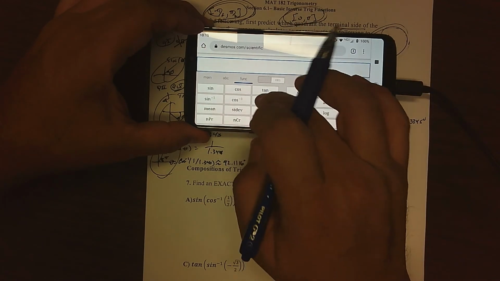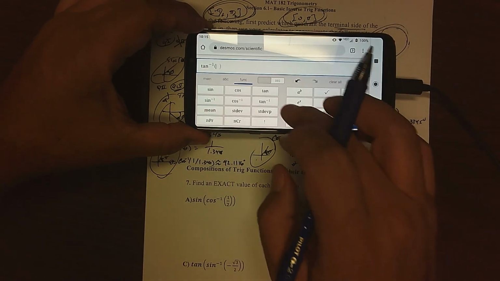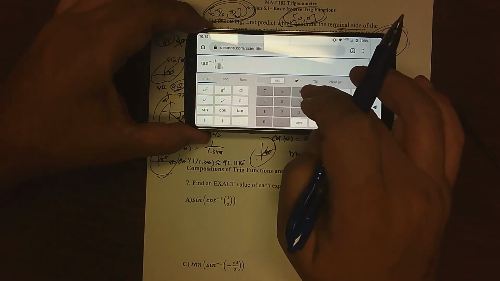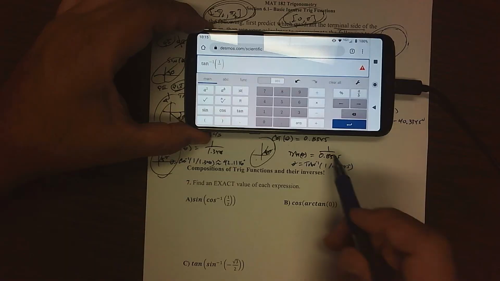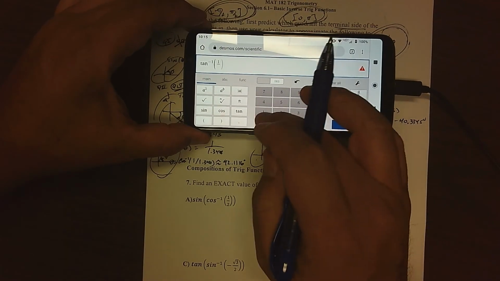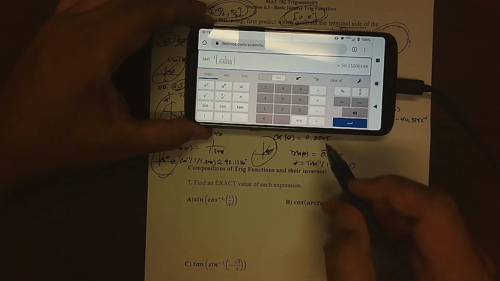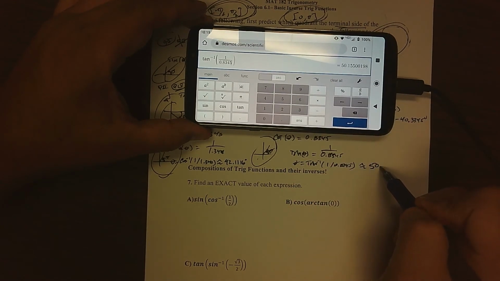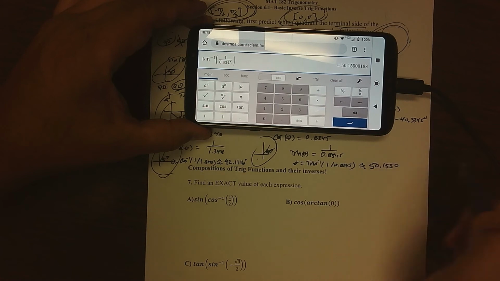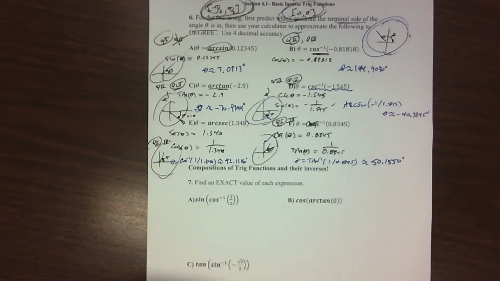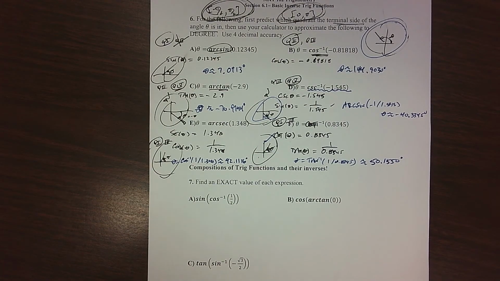And then last but not least, this tangent. My inverse tangent of 1 over 0.8345. Let me come back and put a fraction in there. I got a value of 50.1550 degrees. And again, we are anticipating that. We are anticipating a nice quadrant 1 angle for that. So there's your number crunching, as well as our anticipation.